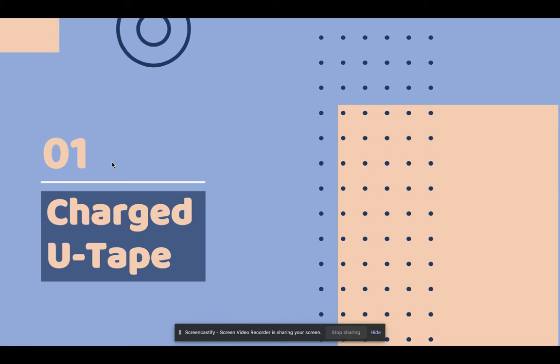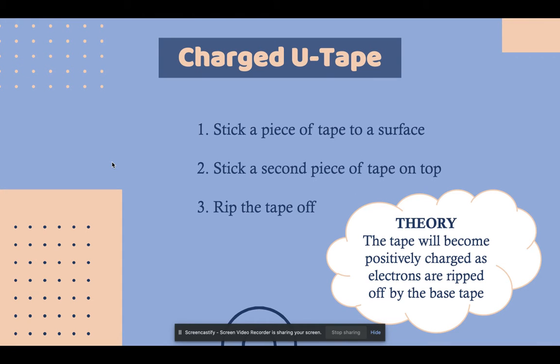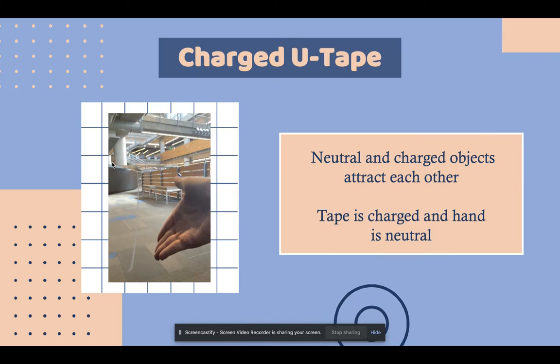So first we're going to take a look at how to make a charged U-tape. In this experiment, we stuck a piece of tape to a surface, and then we stuck a second piece of tape on top of that surface, and we ripped that piece of tape off. My theory in this was that the tape will become positively charged as electrons are ripped from it by the base tape. Here in this video, you can see the tape interacting with my hand.